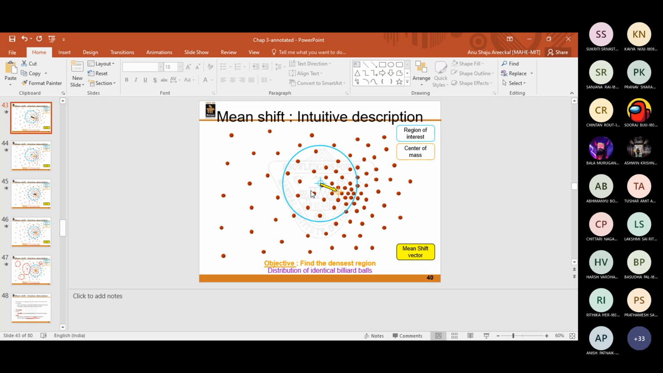But finally what happens is that by taking this weighted average, since more data points are present over here, you'll get the average which is pointing towards the region where you have more data points concentrated. So by that, you find the mean over there, and you move the circular region of interest to that, from which you get the new circular region of interest, and you continue that process.